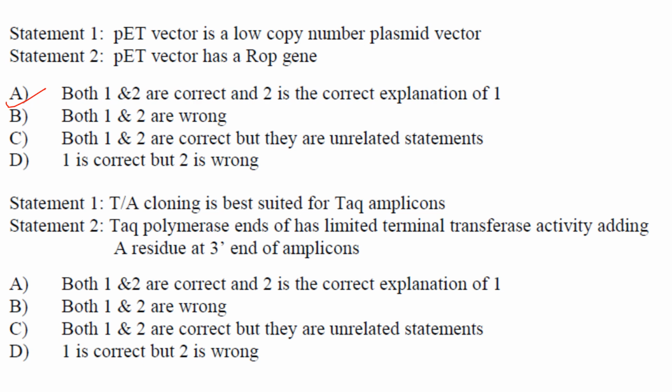Then next one. TA cloning is best suited for Taq amplicons. Yes. Taq amplicons means those PCR products. Amplicons are PCR products which are amplified using Taq DNA polymerase. They will add an A at the end of the amplicon. So that will bind to the T of the cloning vector. So Taq polymerases have limited terminal transferase activity, adding A residues at the 3' end of the amplicons. That is why TA cloning is best suited for Taq amplicons. So both 1 and 2 are correct and 2 is the correct explanation of 1.